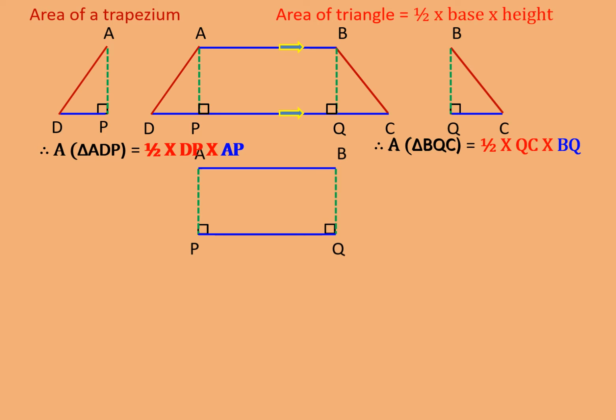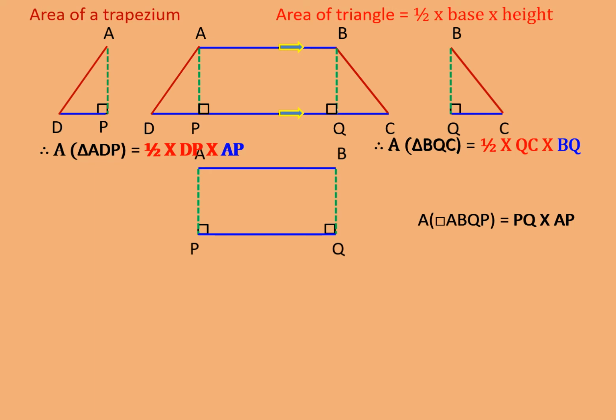Since you know that AB is parallel to PQ and the two angles are right angles, the remaining two angles will also become right angles, and therefore quadrilateral ABQP is a rectangle. And what is the formula for the area of a rectangle? Base into length. So area of rectangle ABQP equals PQ into AP. It is also said that the area of a rectangle is equal to the product of the adjacent sides. So AP and PQ are adjacent sides of a rectangle.